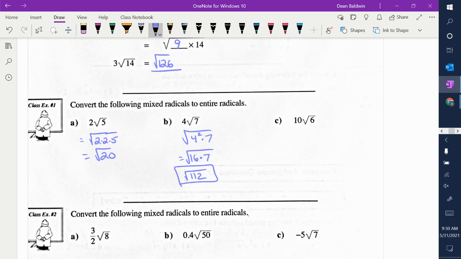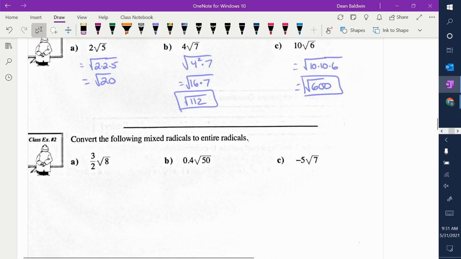What's the last one? No, but how many 10s are you putting inside the square root? 2. That's what you're doing. 10 times 10 is 100 times 6 is 600. So root 600 is the same as 10 root 6. It's just the reverse of what we've been doing.